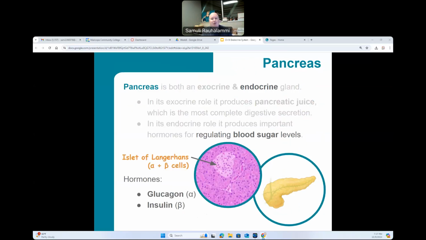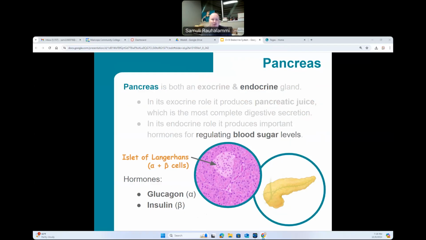These hormones are secreted from the islets of Langerhans. So this is the exocrine portion within the tissue of the pancreas. And in this picture, you can see this area around is going to be the exocrine tissue that secretes pancreatic juice. Let's discuss these two hormones a little bit.